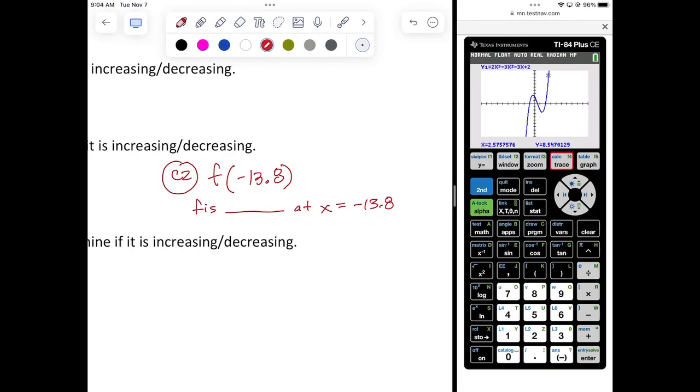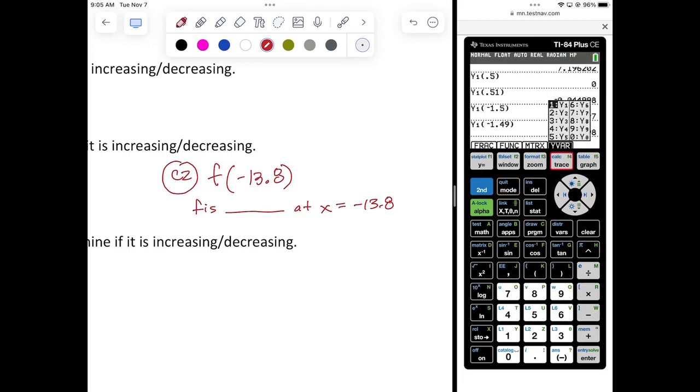If I just hit trace here and type in negative 13.8, what's going to happen? I'm going to go off the screen and it says invalid. So what are you going to do? Well, you have two options. You can go back and change your window, change your X-min to like negative 15 and wait for it to graph and do it again. Or you say, I don't even need the graph. I'll just go to the home screen, alpha trace, enter, and then type in negative 13.8, close it up, and I get negative 5784.